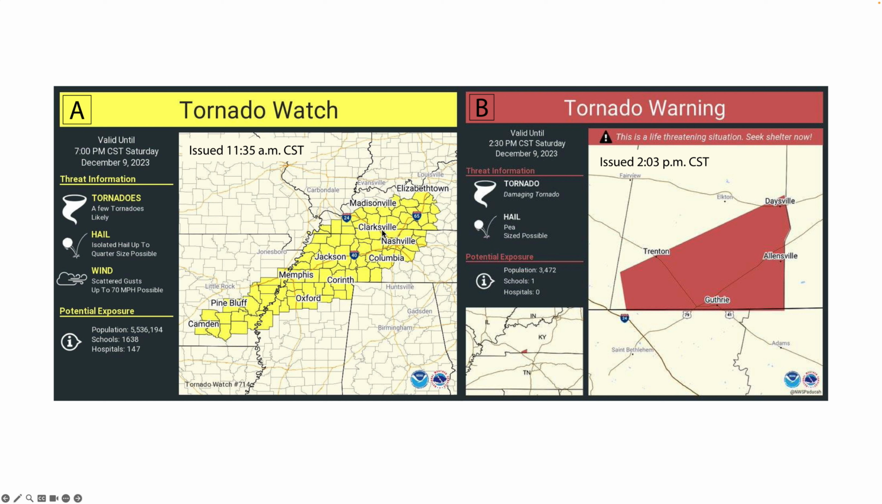So this tornado occurred 2.5, 3 hours after this watch was issued. And so this watch actually was in effect until 7 p.m. So it was a long duration watch for this area. So this came out from the Storm Prediction Center.